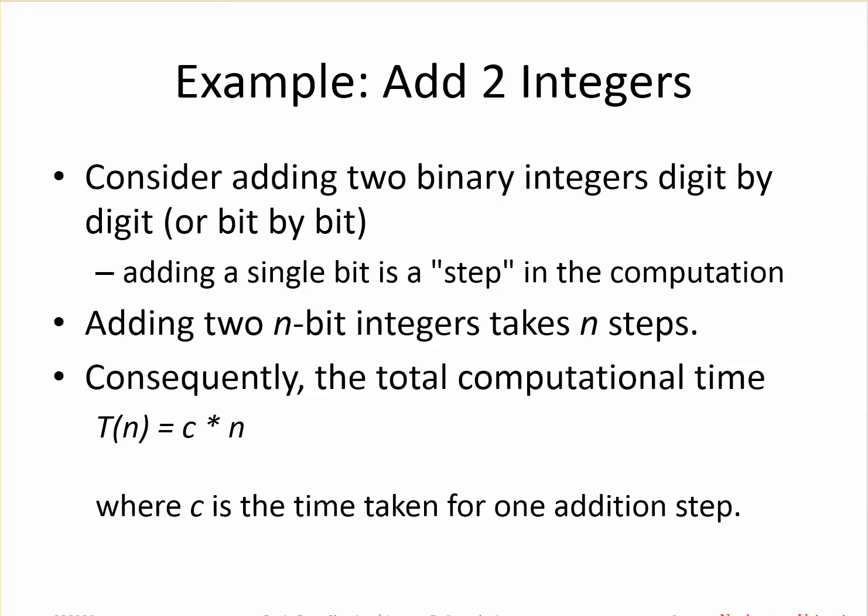Let's say you want to add two binary integers together, digit by digit, or in the case of binary integers, bit by bit. Adding a single bit is, of course, a single step in the computation. So if you have two n-bit integers, it would take n steps, one step for each of the n bits. Consequently, the total computational time would be some amount of time per step multiplied by the number of steps. So the time of that program running is a function of its input size, in this case the number of bits in the integers.